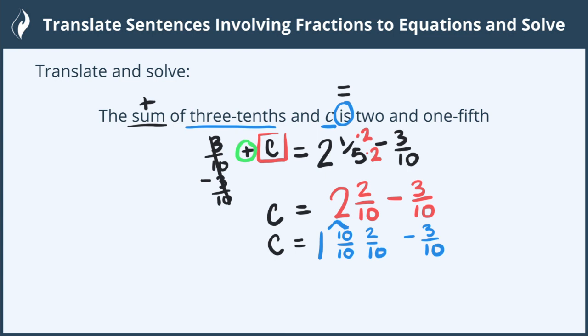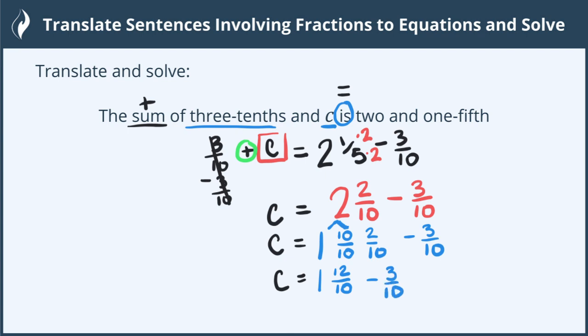Now that I have that 2 broken into 2 separates, 1 and 10/10, I can combine my 2 fractions, which gives me 1 and 12/10. And this is still equaling c. Lining up all of my equal signs keeps it all organized. And I'm still subtracting 3/10.